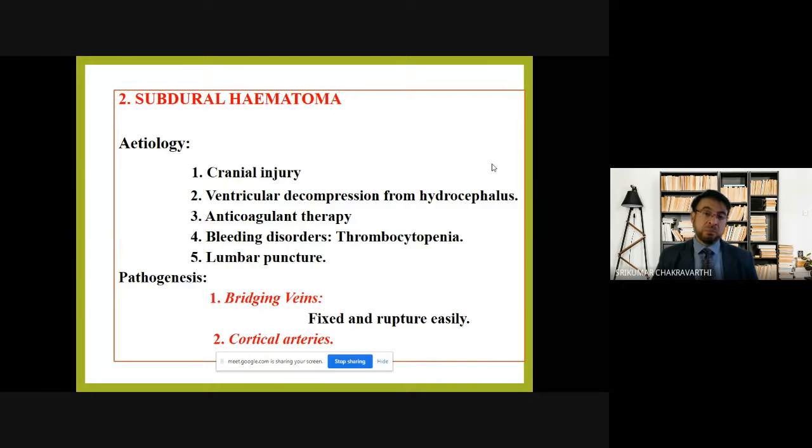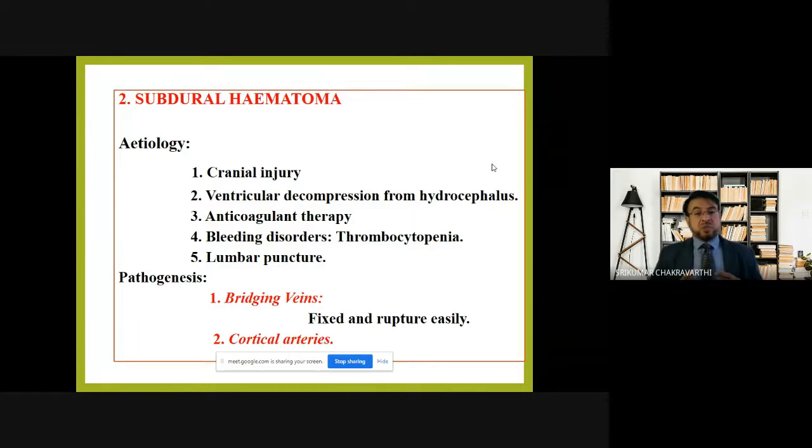Or when a lumbar puncture is done, and a lumbar puncture, if you realize, at a level in the lower spine is still connected to the cerebrospinal fluid, which is beneath the dura mater. And a bleeding there can actually go up and accumulate as bleeding in this subdural space in the brain as well.